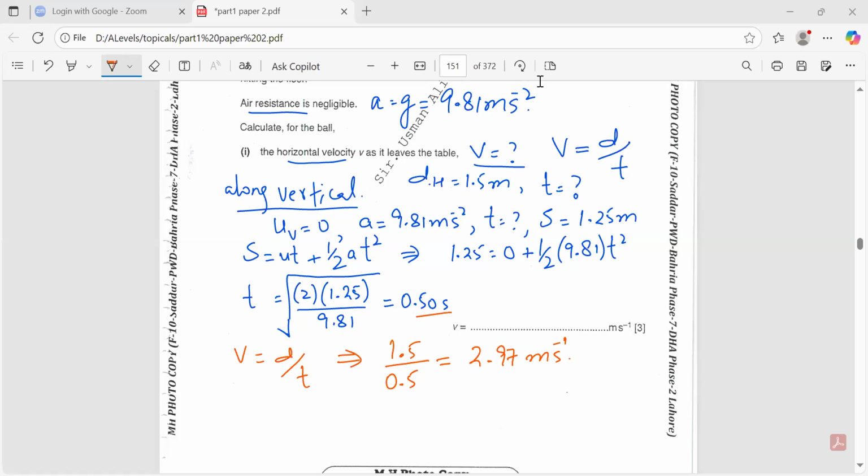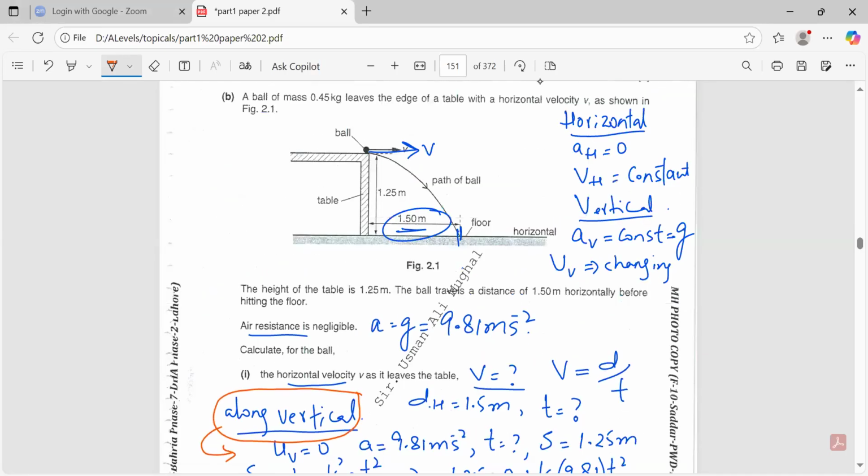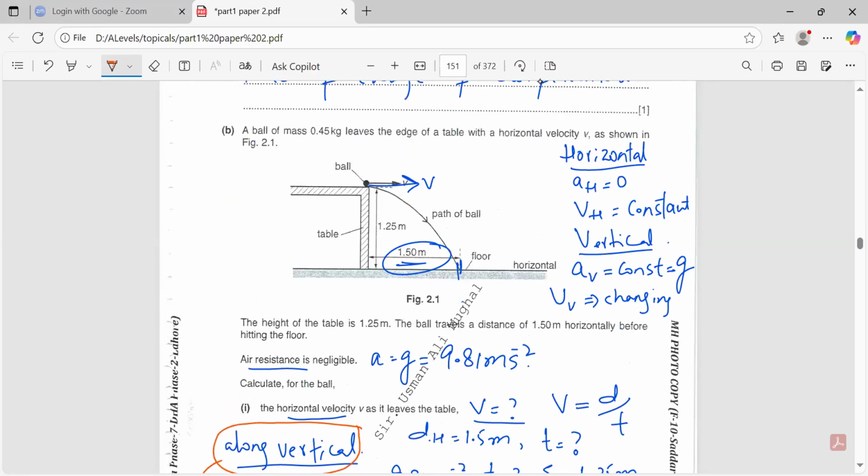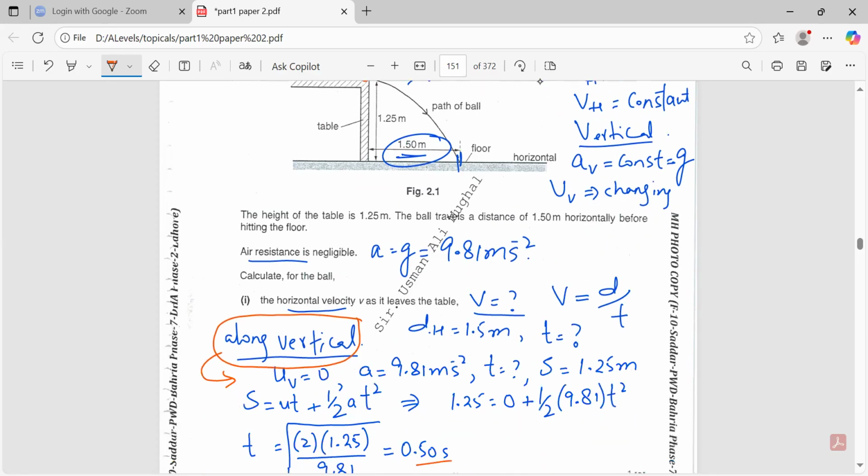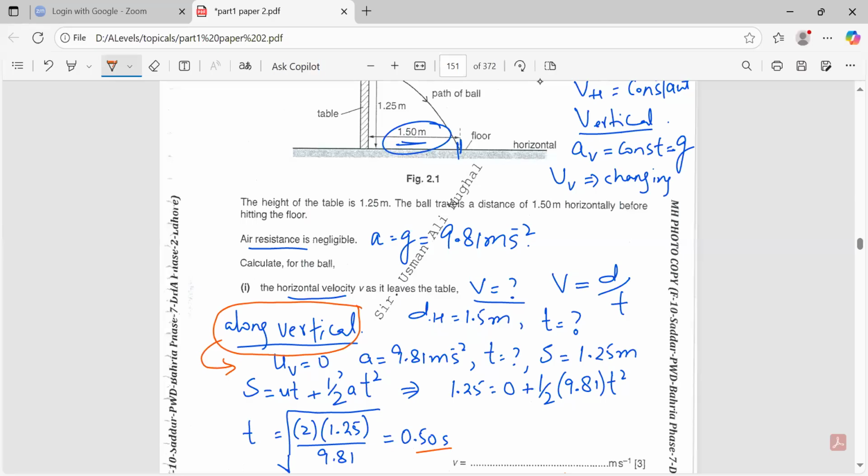Okay, Mohin Raja, why did we consider U as zero? Because we were discussing the motion along vertical. For finding the time, we were discussing the motion along vertical. So you see the ball is falling from a fixed point, where the initial vertical component of velocity is considered as zero. Is this fine, Mohin?